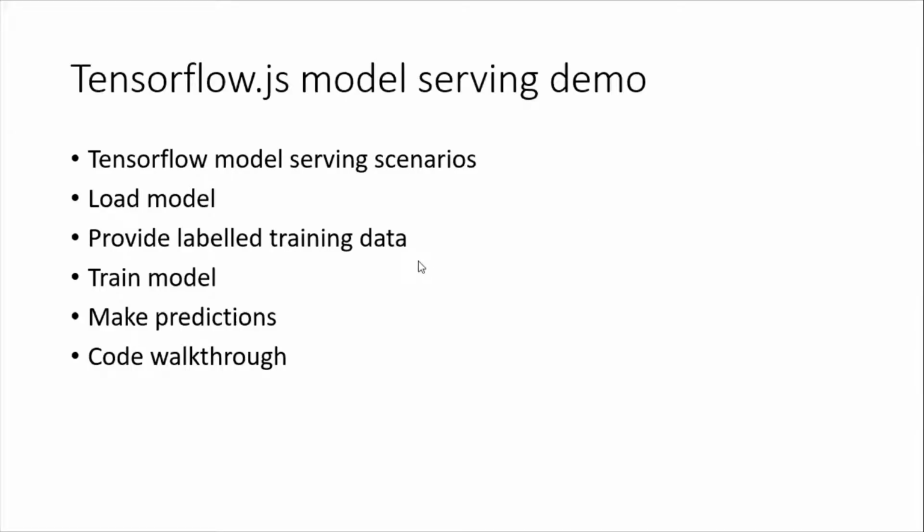We are going to look at TensorFlow.js model serving demo. First, we'll look at TensorFlow model serving scenarios. Then we'll load the model in Chrome browser. We'll provide labeled training data. After providing training data, we'll train the model. Once the model is trained satisfactorily, we'll start making predictions and verify our predictions with the actual images. And last, we'll do a brief code walkthrough of how we have developed the code for this demo.